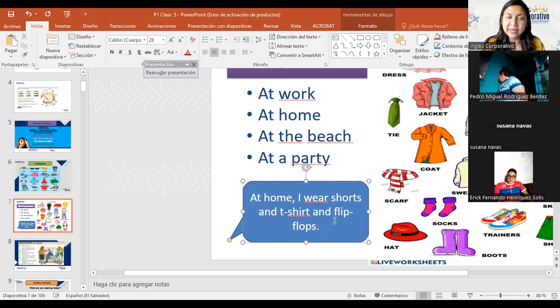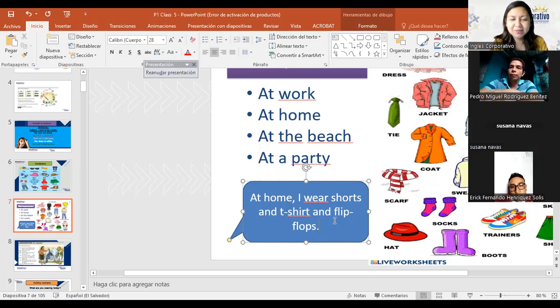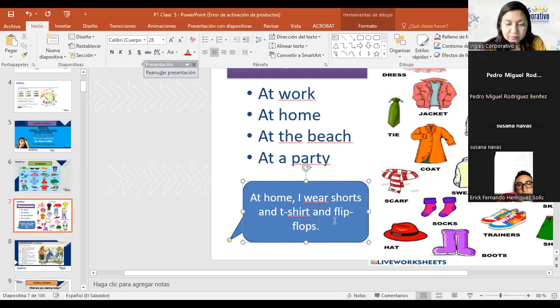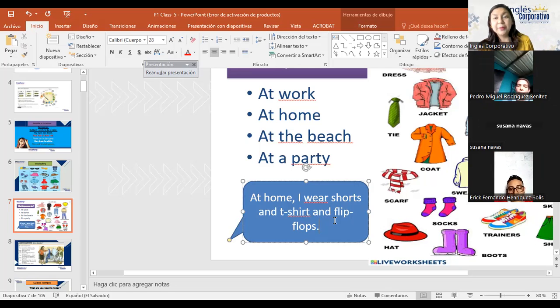Vaya, ahora escríbanme en el chat qué usan en casa. At home, I wear. Y luego solo van a escribir at home, I wear. Y solo le van a agregar lo que usted usa en casa. Dress, jeans, pajamas. I don't know, skirt. Slippers, pantuflas. En inglés, pantuflas, slippers.